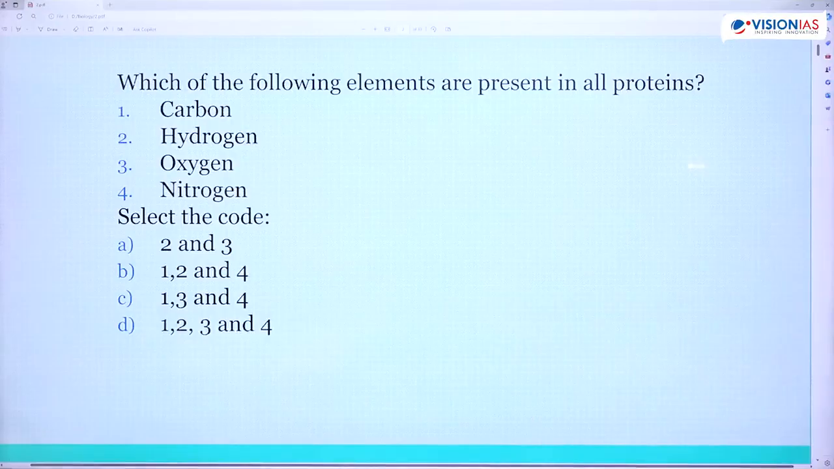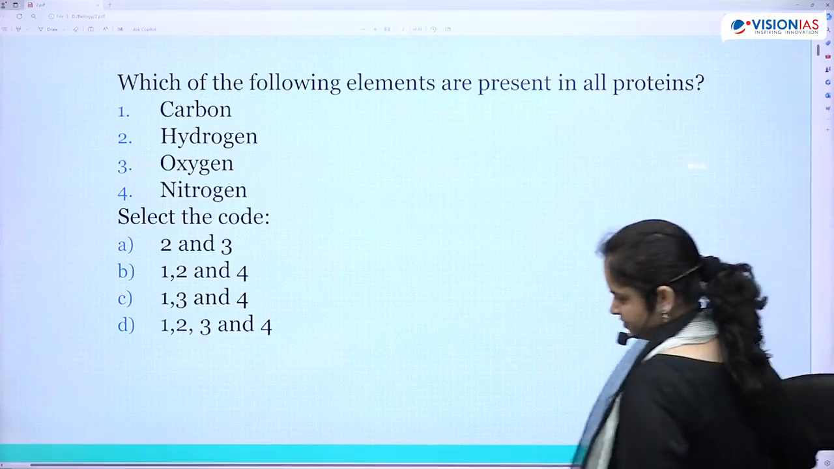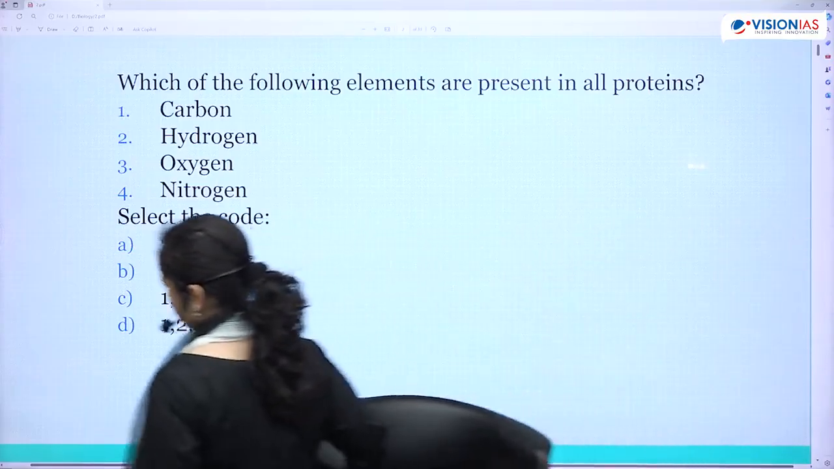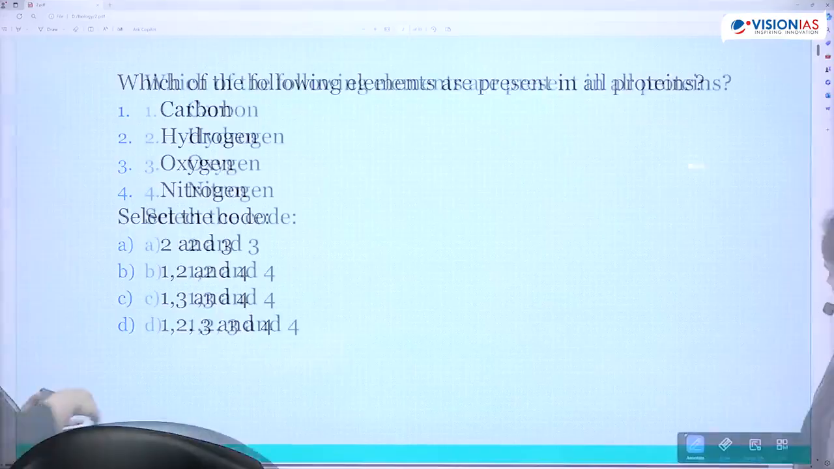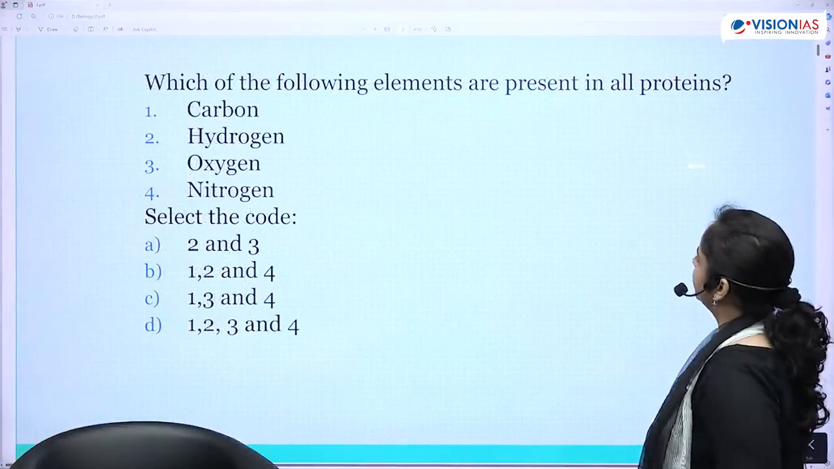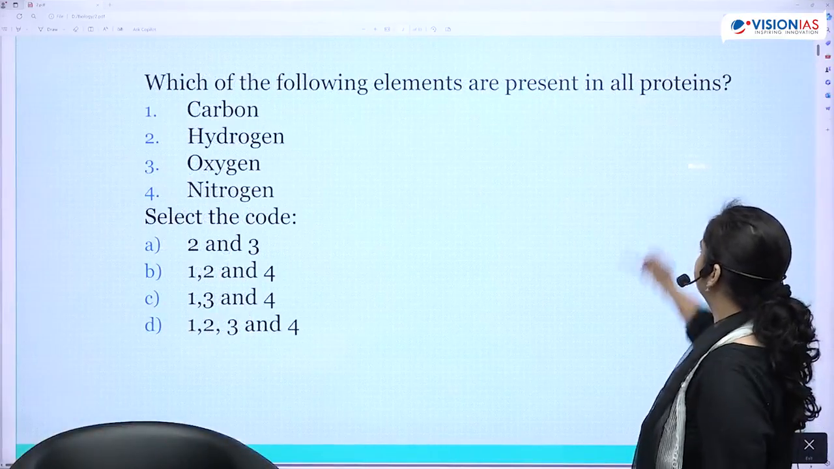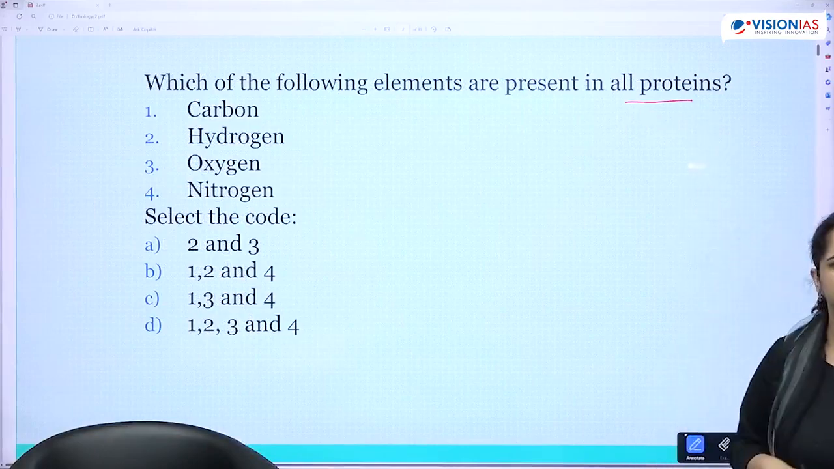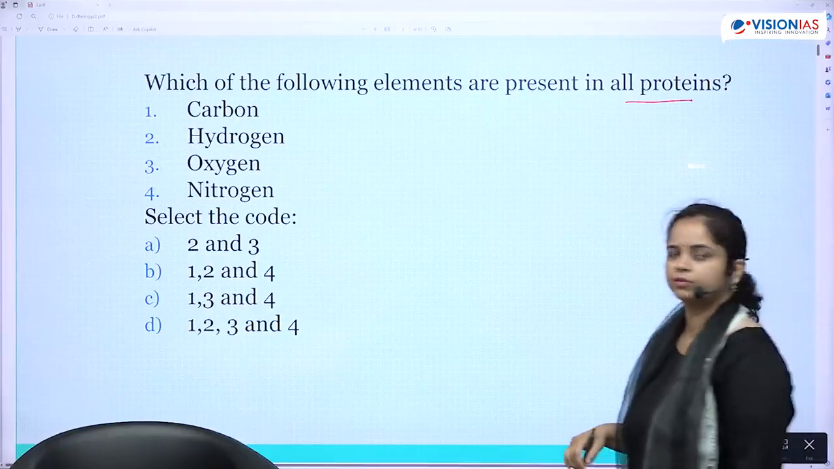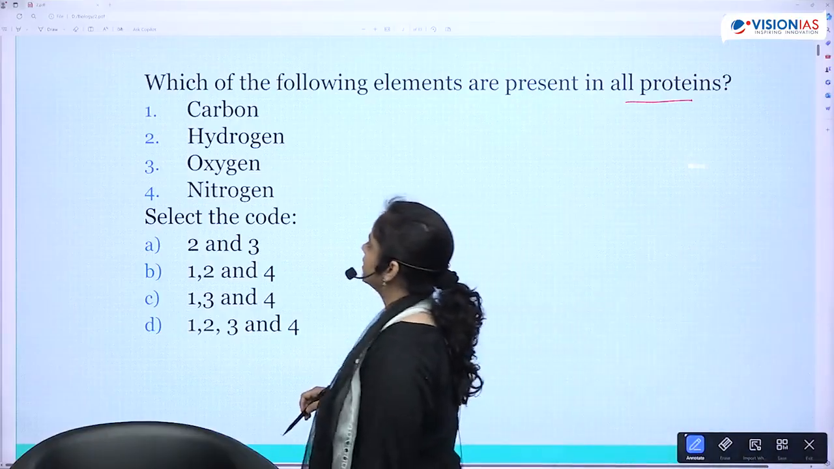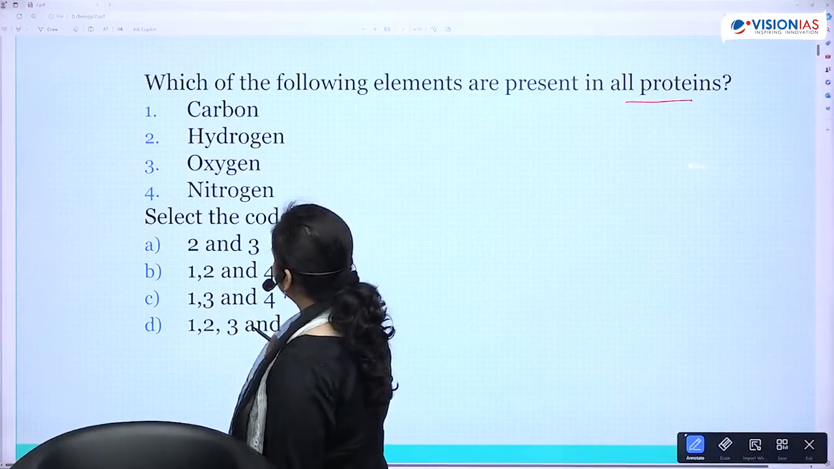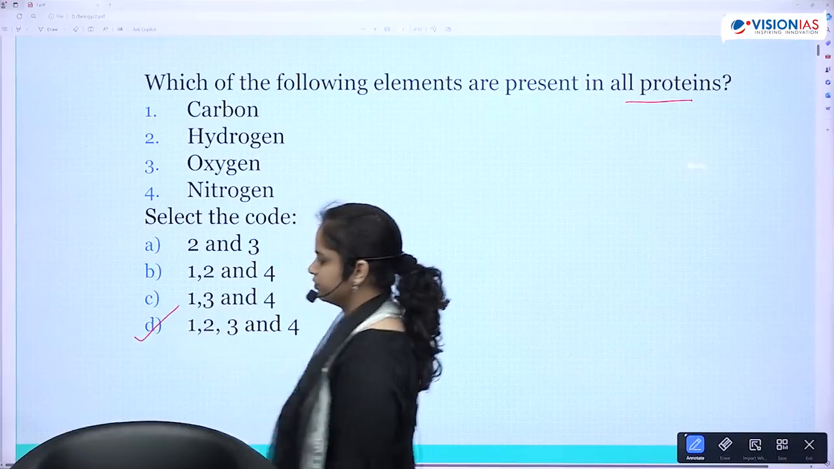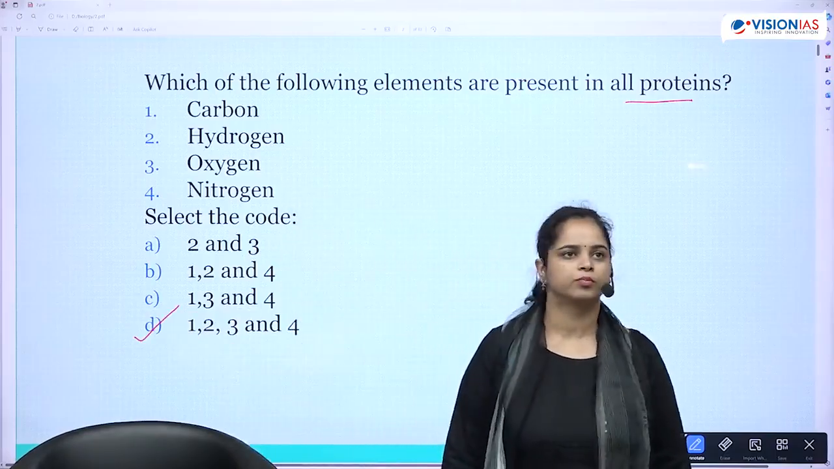So, yesterday we had started talking about different nutrients. This is one UPSC previous year question based on that. Which of the following elements are present in all proteins? They're asking you about the composition of proteins: carbon, hydrogen, oxygen, and nitrogen. All of these are going to be present in all proteins.